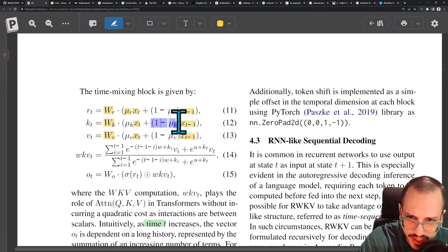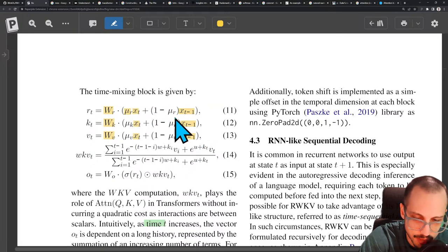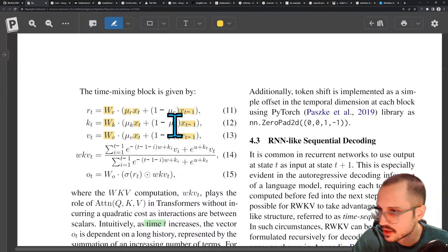This kind of looks like a hyperparameter, to be honest. 1 minus mu k and then mu k. So it almost sounds like mu k trades off between the current time step and the previous time step. However important something is in the current time step, here you have the opposite of that for the previous time step. This is a very common pattern for hyperparameters, where you have the hyperparameter and then 1 minus the hyperparameter.